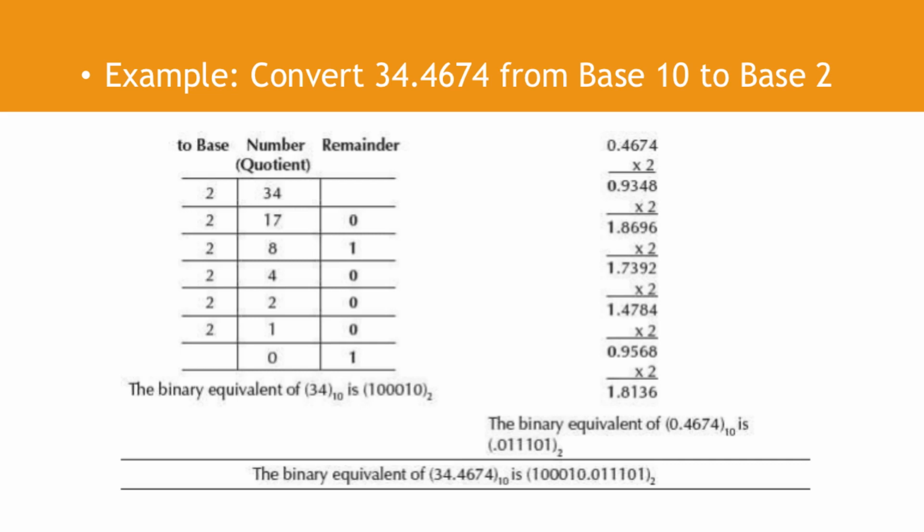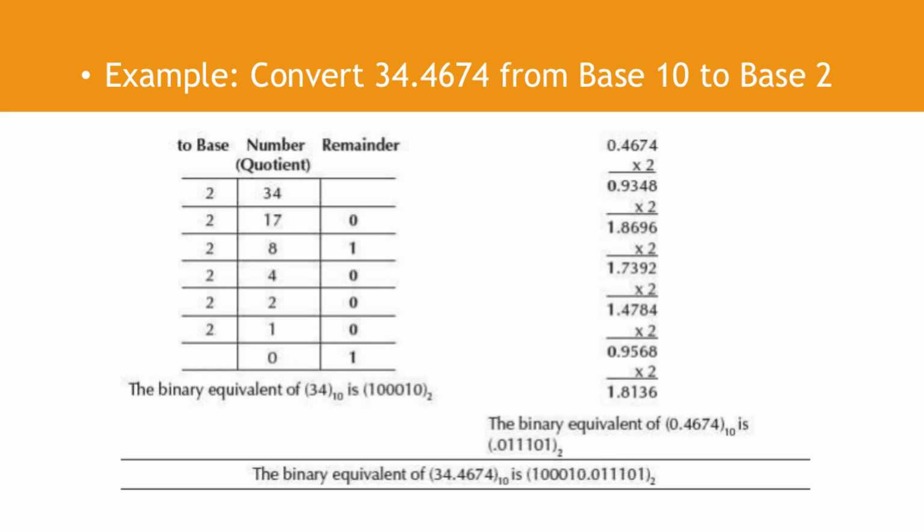Like we did previously, you divide 2 into 34. Dividing 2 into 34, we have 17, remainder 0. Then 2 into 17, 8, remainder 1. 2 into 4 is 2, remainder 0. Then 2 into 2 is 1, remainder 0. 2 into 1 is 0, remainder 1.